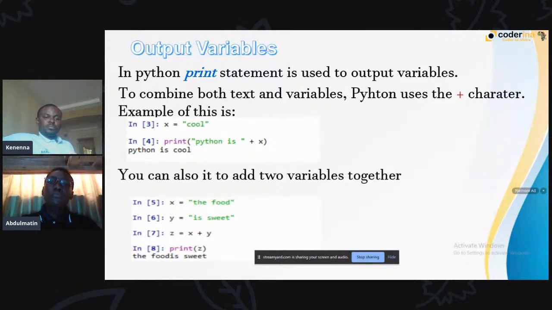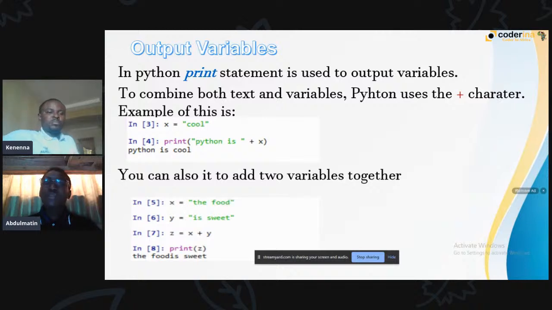You can also use the addition character to add numbers together. If I say x is equal to 5 plus 10, which is going to give you 15, then if I print out x, it's going to print out 15 for me.